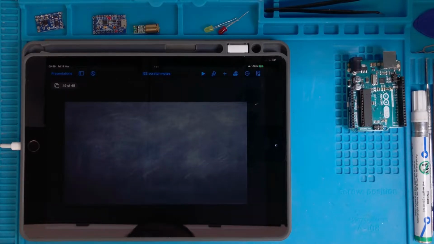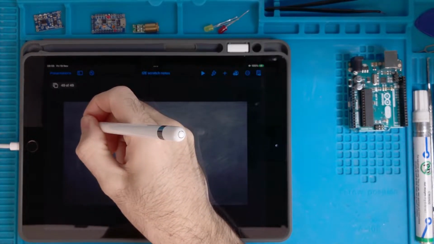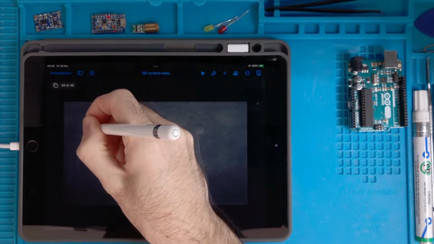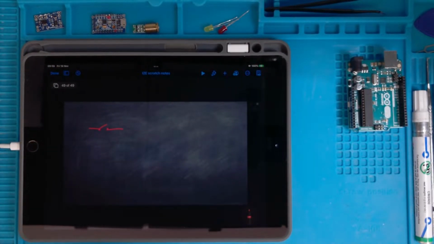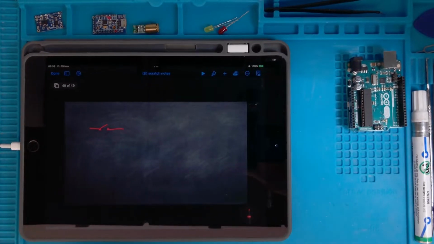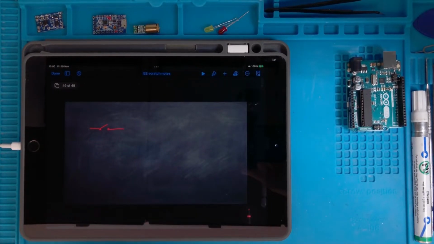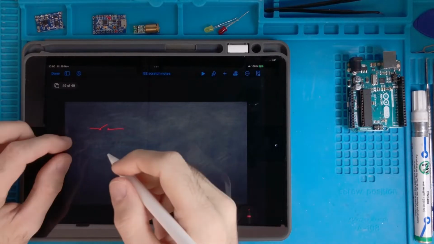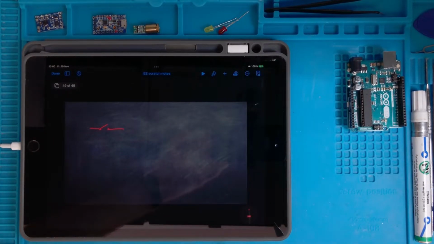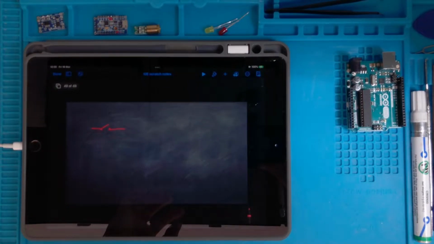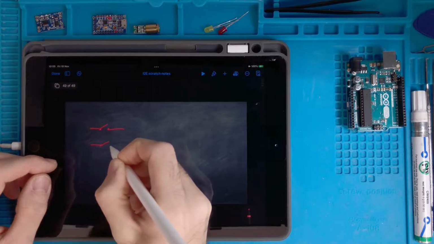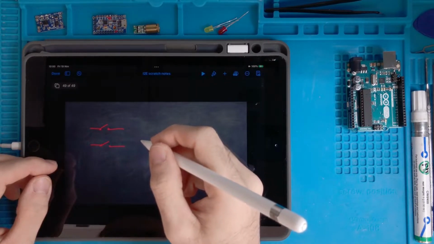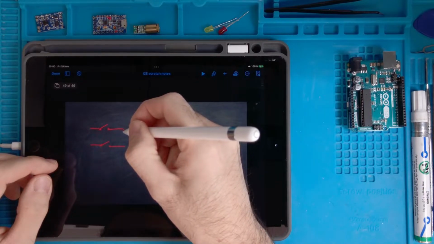Imagine you have this situation. You have a switch, which is represented by this symbol. Then you have another switch like this. Then you can do this.